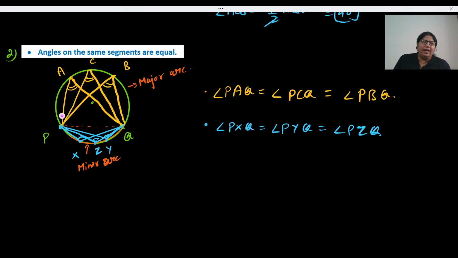You can't take any angle, though. These are the two segments, right? So any angles on the same segment are equal. Minor segment or major segment, all the possible angles are going to be equal.